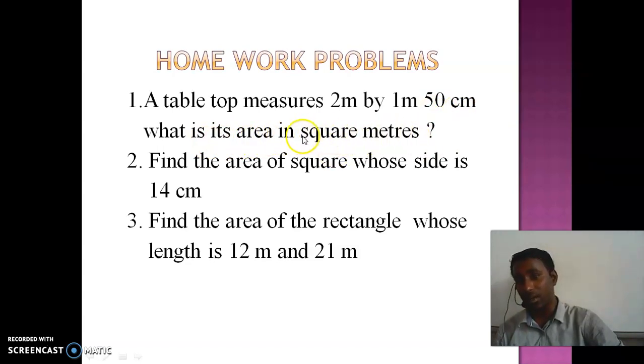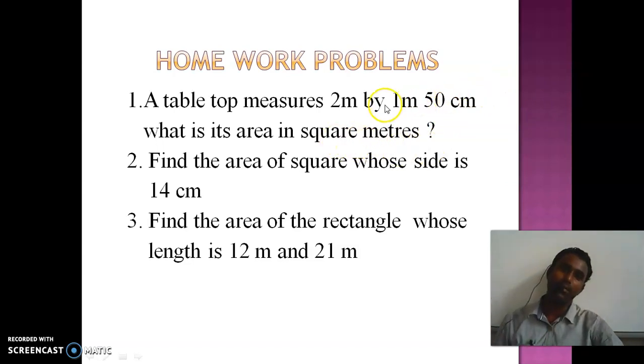Here they are not saying the shape. You have to find it in terms of square meters, square centimeters, that kind of unit you have to write. That's called square meter, as the word mentioned. So simply we have to multiply the two values, then you will get the exact value.